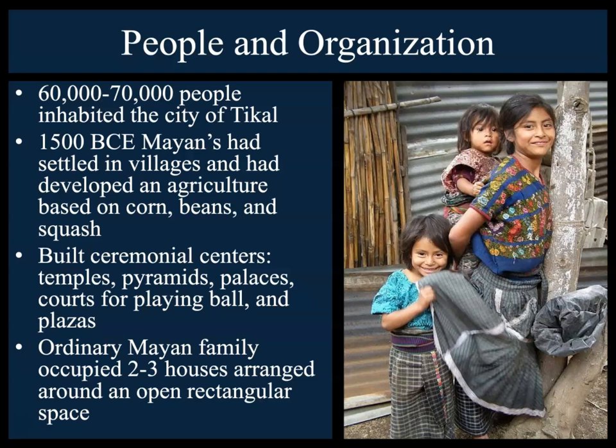67,000 people inhabited the city of Tikal in 1500 BCE. Mayans had settled in villages and developed an agriculture based on corn, beans, and squash. And they built these ceremonial centers, Tikal being one of them, with temples, pyramids, palaces, courts for playing ball, and plazas. An ordinary Mayan family occupied 2 to 3 houses arranged around an open rectangular space. And then you had the royalty or aristocracy on the interior near the plazas, with the everyday citizens living on the exterior of that area.